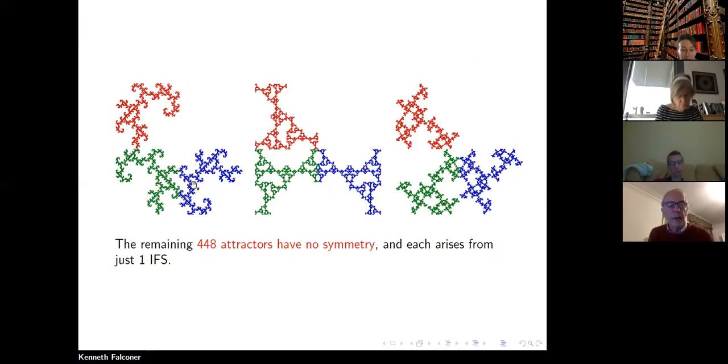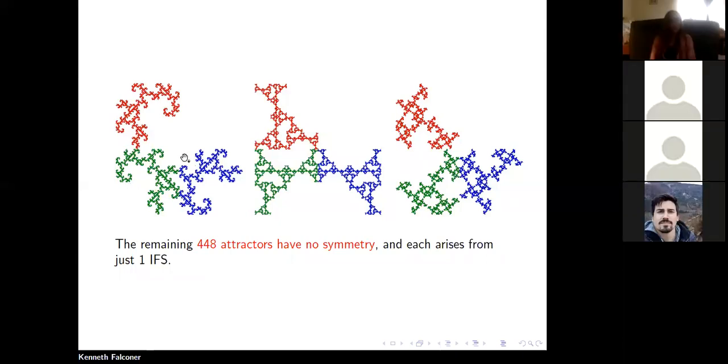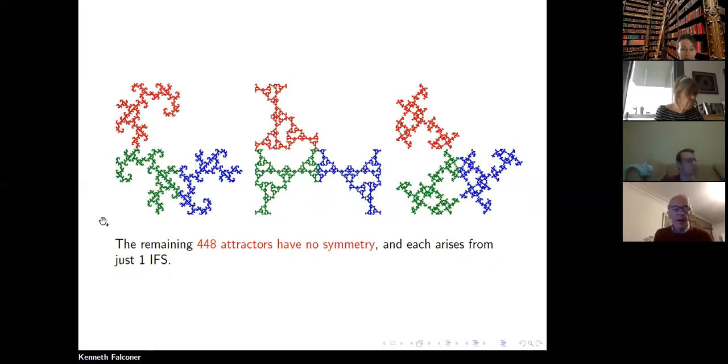And all these remaining 448 have no non-trivial isometries mapping the sets onto themselves. There are no Euclidean symmetries that these examples have. Those are just 3 of the very large number, the 448 without a reflective symmetry or any rotational or reflective symmetry. And for each of these there's only one triple of similarity transformations that will yield each of these. So that's an outline of what we want to analyse.